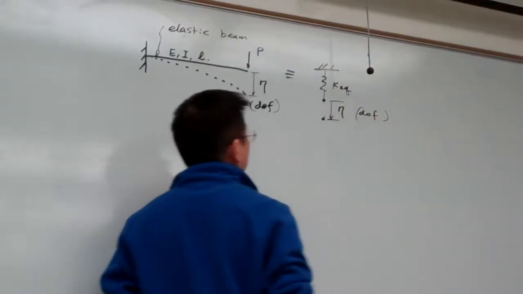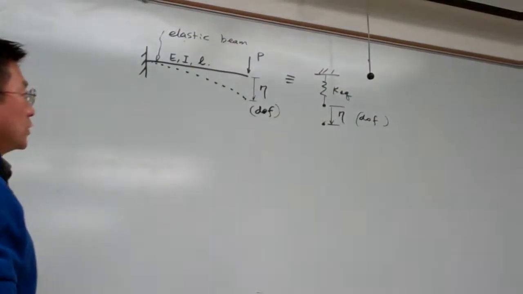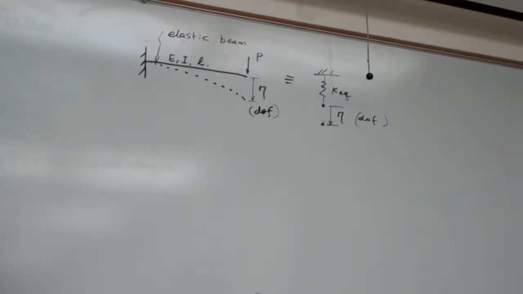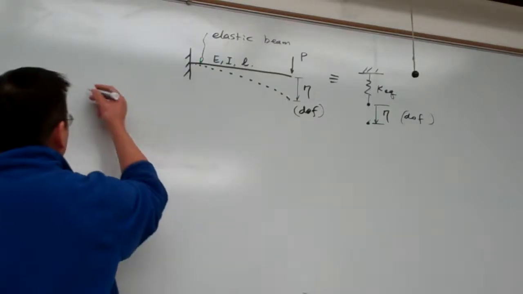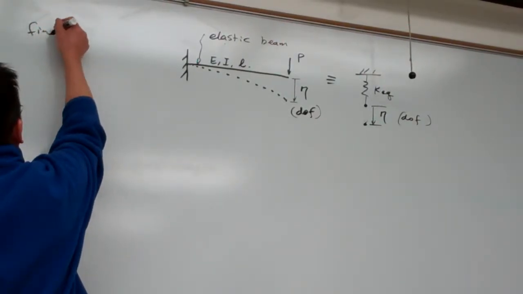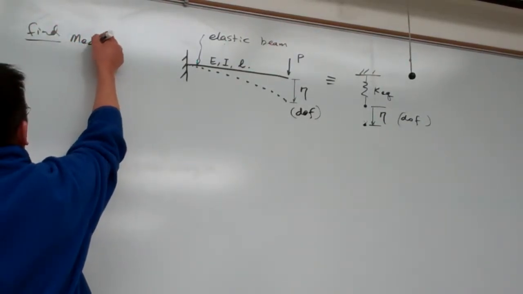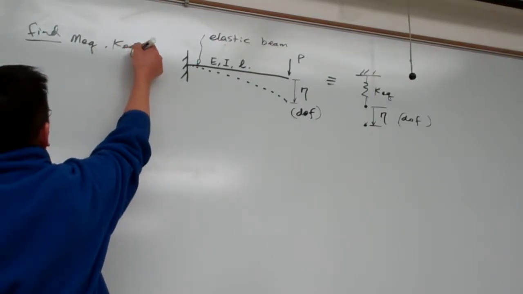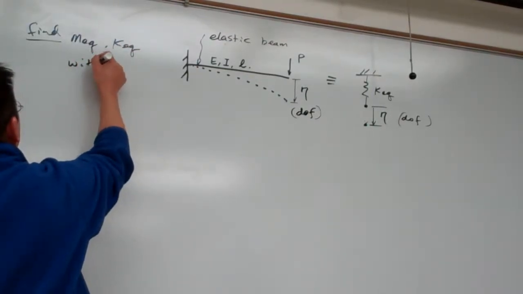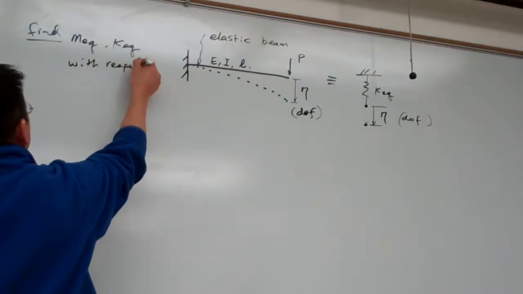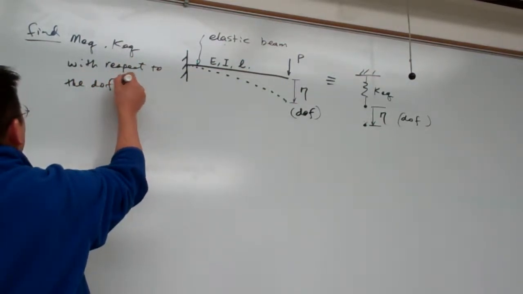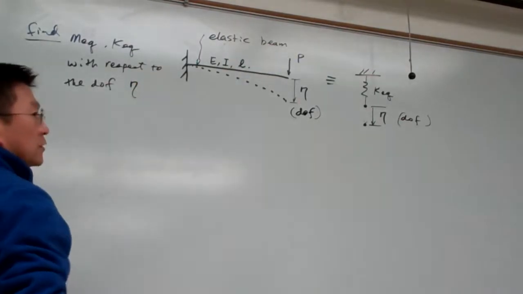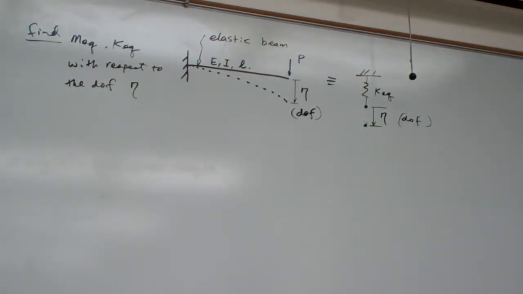So we try to describe the equivalent spring constant and the equivalent mass. For this case, we want to find MEQ and KEQ with respect to the degree of freedom zeta. Here I use the symbol eta for describing it.